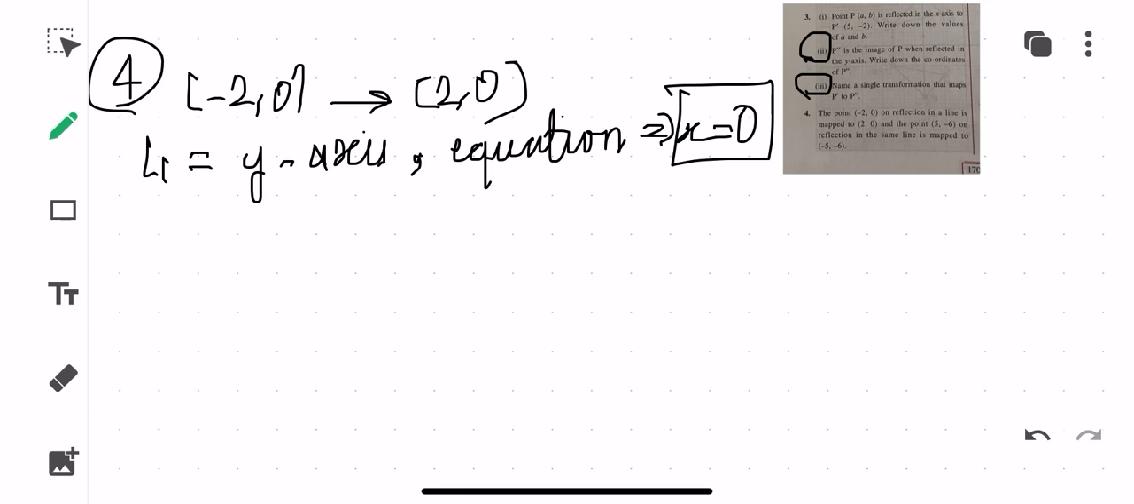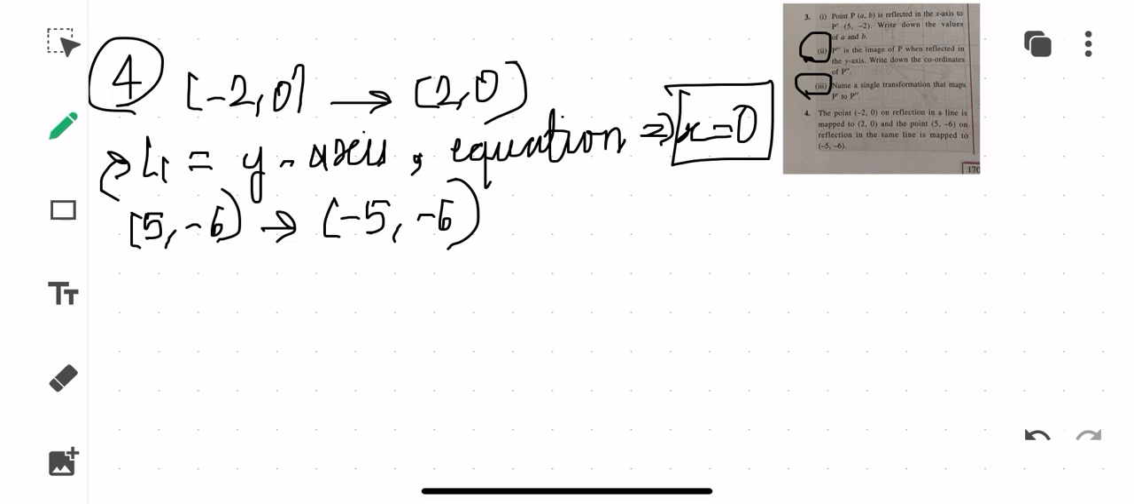Similarly, for the second point which you see here, 5 comma minus 6 is getting reflected as minus 5 comma minus 6. So here what do you see, children? My y coordinate is again remaining the same. This is the same case for both the points, because in both cases the y coordinates are the same and the x coordinates are changing. So this is going to be my line L1, which is the y axis.